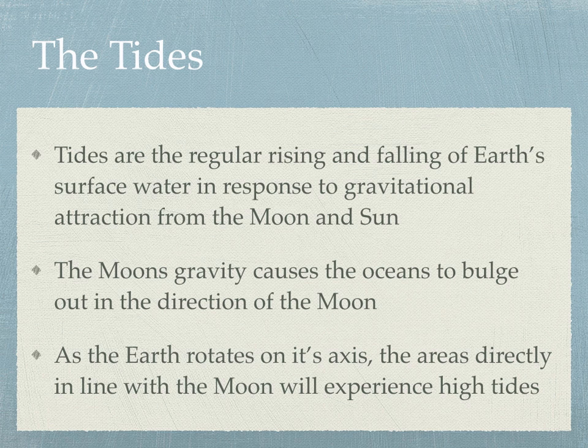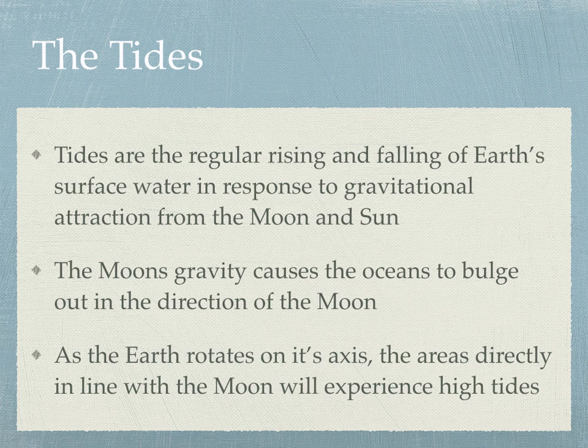Tides are the regular rising and falling of Earth's surface water in response to gravitational attraction from the moon and the sun. The moon's gravity causes the oceans to bulge out in the direction of the moon. In other words, the moon's gravity is pulling upwards on Earth's water, producing a high tide. On the other side of the Earth, there is another high tide area, produced where the moon's pull is weakest.